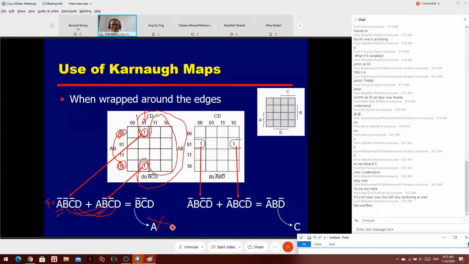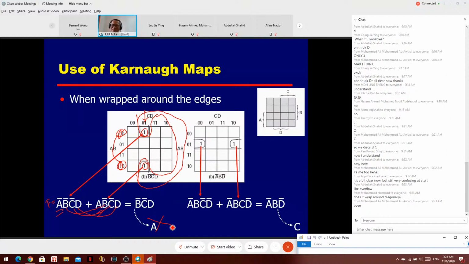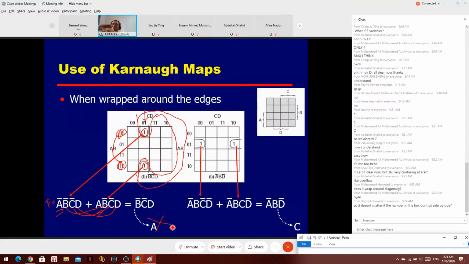Shahid says it's like an overflow. Interesting observation, but it's not. It's a wrap around. Imagine you have a piece of paper and you fold the paper into a circle, like that. Yeah, overflow.